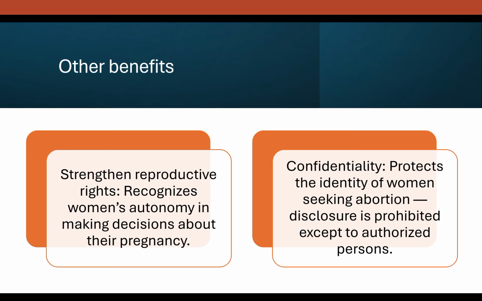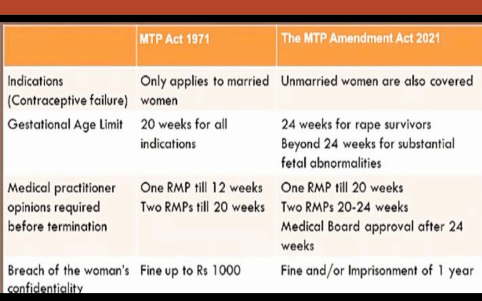Now let us see the benefits of the 2021 amendments, which include strengthening of reproductive rights and expanding access regardless of marital status. Confidentiality provisions were also enhanced with stricter penalties for breaches of privacy. Now this one slide can be used to differentiate MTP Act 1971 and MTP Act 2021.